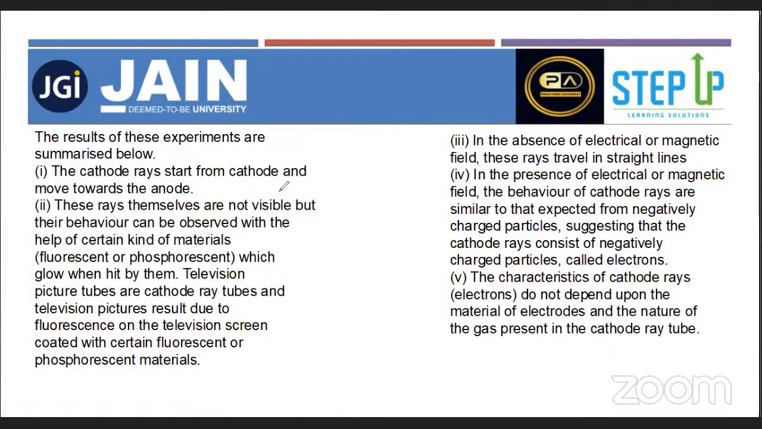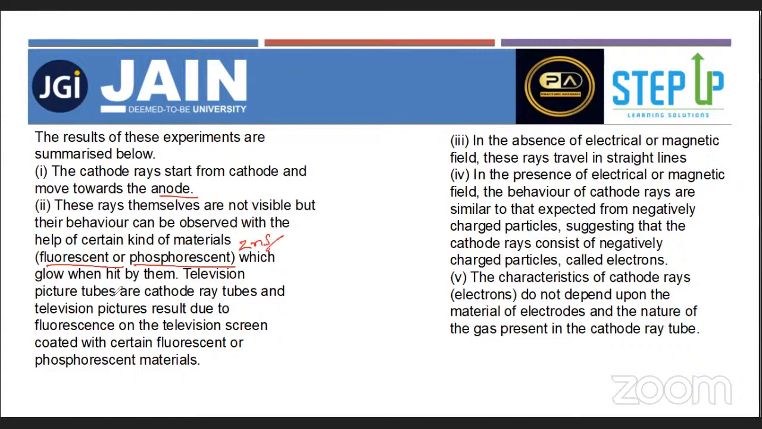The cathode rays start from the cathode and move towards the anode. These rays themselves are not visible, but their behavior can be observed with the help of certain kinds of material. That's why we are using fluorescent and phosphorescent screens, because you can't see the rays. We just use the screen to find out that this thing is happening. In this case, what we have is ZnS, zinc sulfide.